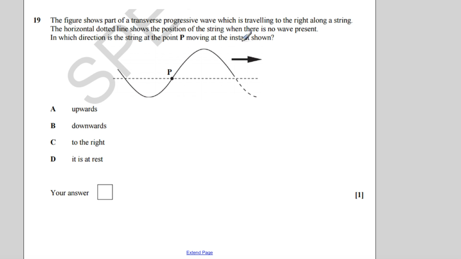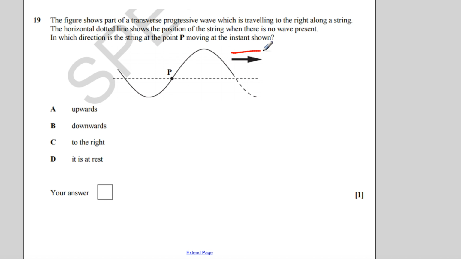This question shows a transverse progressive wave, and it's travelling from left to right along a string. The horizontal line shows where the string is when there's no wave present. Which direction is the string at point P moving at the instant shown? So to answer this one, I'm just going to sketch where this wave will be a short time after this instant that we're showing here.